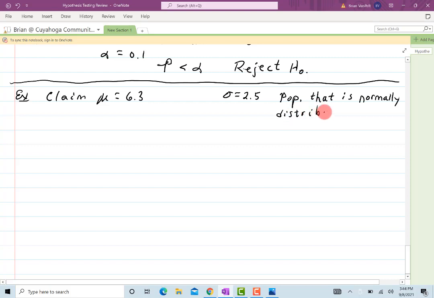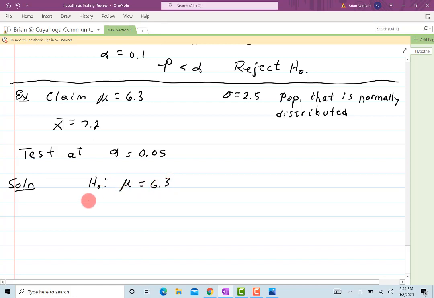that is normally distributed. That's the underlying assumption for all of these problems that I'm doing, that we have a population that is that way. The sample stat that we have was that x bar equals 7.2 and test at alpha equals 0.05. So as I mentioned, the classical method comes first. Let me get my hypotheses. So my null hypothesis is going to be mu equals 6.3, and then my alternative hypothesis will be mu does not equal 6.3. So this, of course, is a two-tailed test.